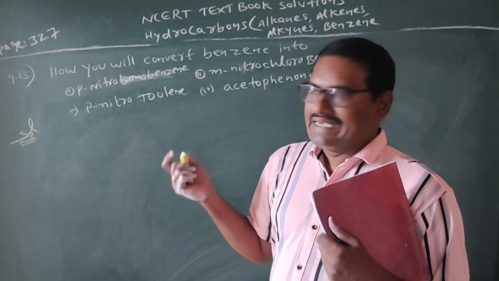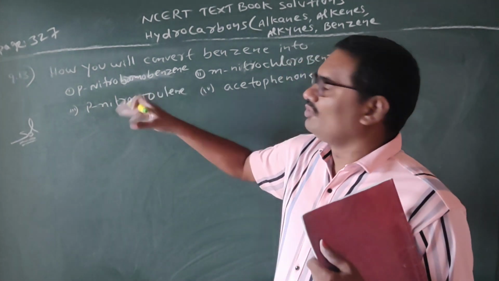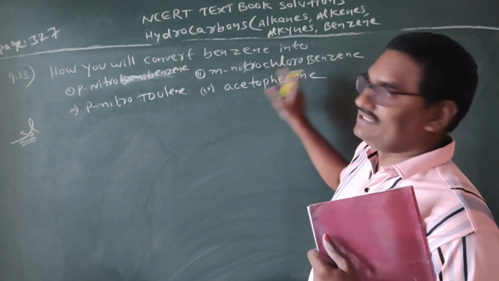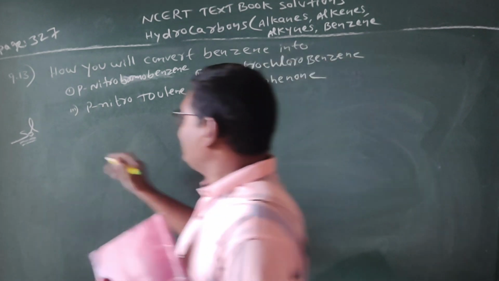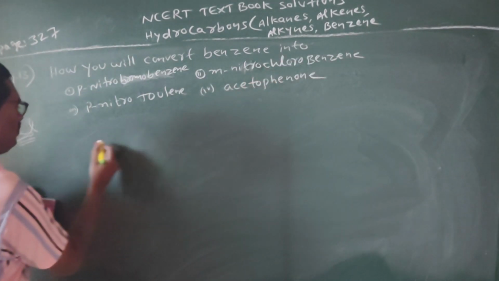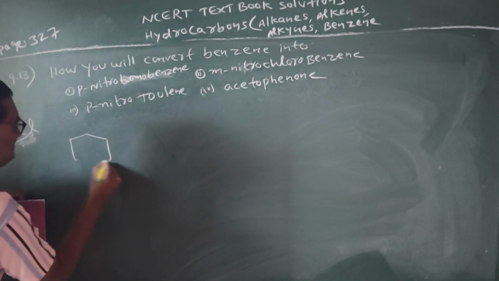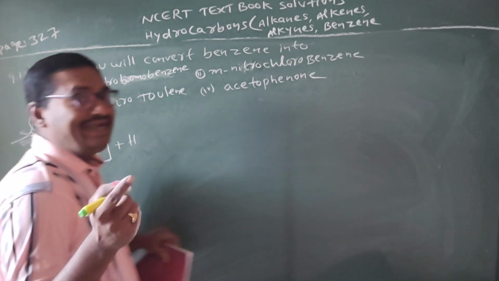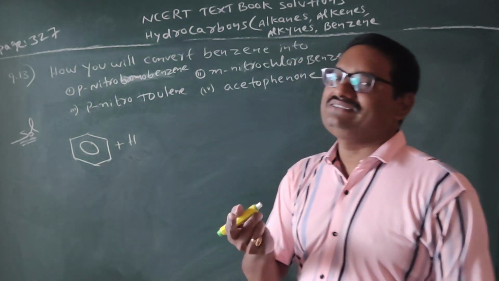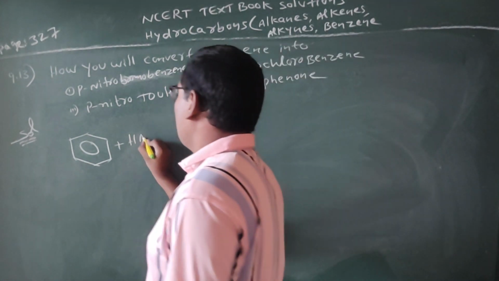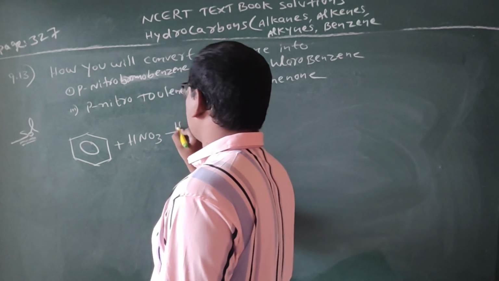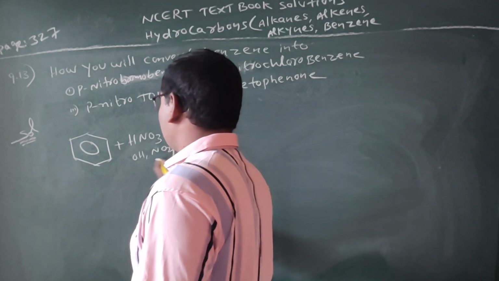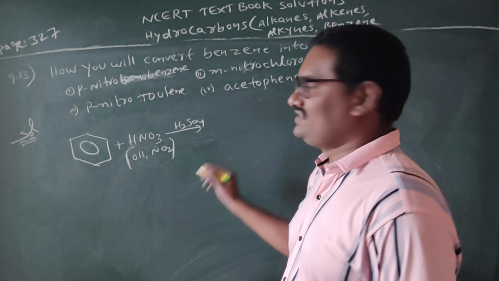So para-nitrobromobenzene is completed. Second one, meta-nitrochlorobenzene. See the solution. It is benzene. We react it with the nitration mixture, HNO3 plus H2SO4, HNO3 being written as OH and NO2. Then nitrobenzene is formed.